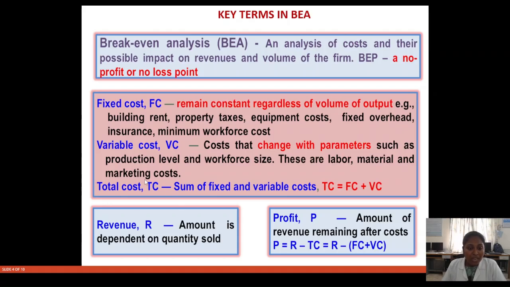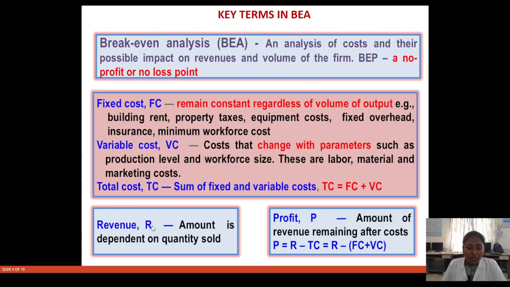And the total cost of any business, industry or firm will be assumed here as the sum of the fixed cost and the variable cost. That is, total cost TC is equal to fixed cost FC plus variable cost VC. And here the revenue is denoted by the letter R, the total revenue.